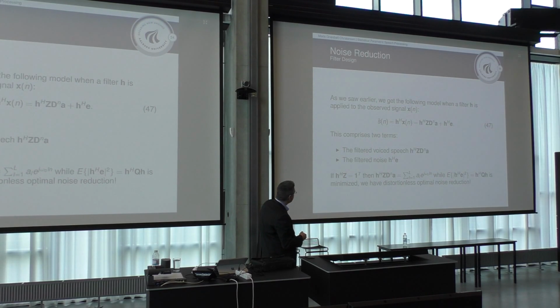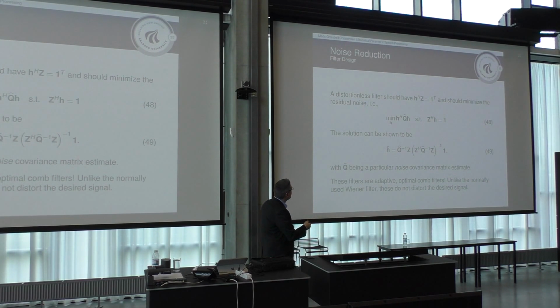Then, while having this kind of constraint here, we would also like the output power of the part that corresponds to the noise to be minimized. So that's the filter coefficients, h Hermitian transpose times Q times h, where Q is the noise covariance matrix. And if we minimize this while we have this constraint, we actually have optimal distortionless noise reduction.